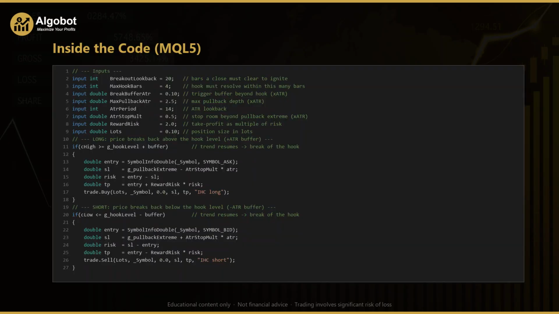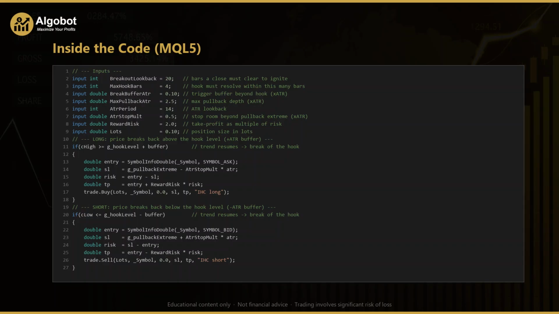Let's read through the MetaTrader code on screen. At the top are the inputs. BreakoutLookback of 20 is how many prior bars a close must clear to ignite an impulse. MaxHook bars of 4 caps how long the pullback may last. Break buffer ATR is the small buffer beyond the hook level, expressed as a tenth of the average true range. MaxPullbackAtr limits how deep the retrace can be.